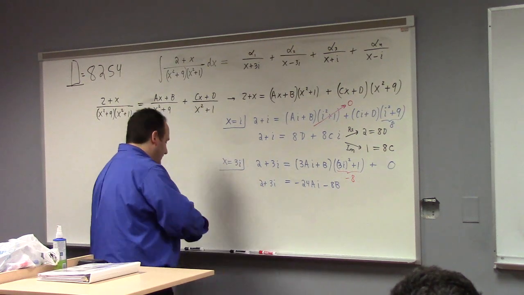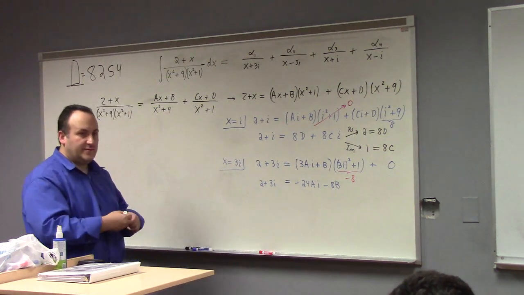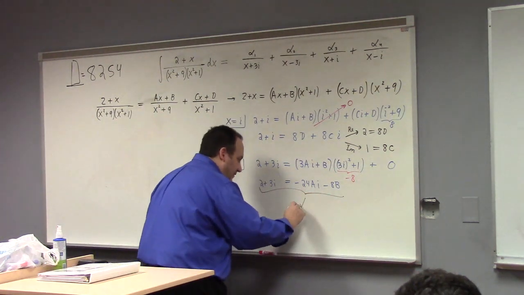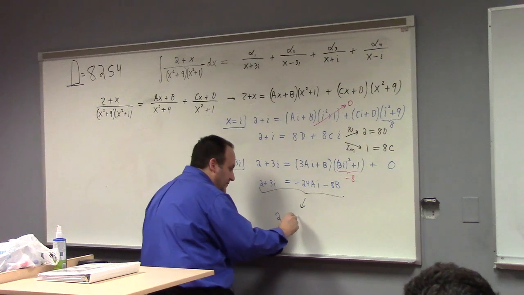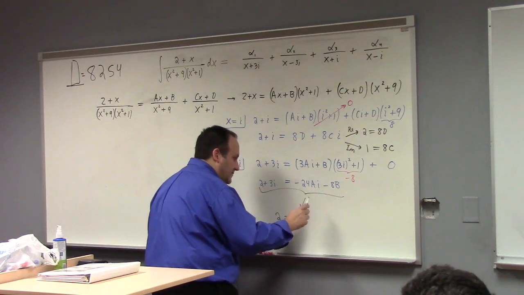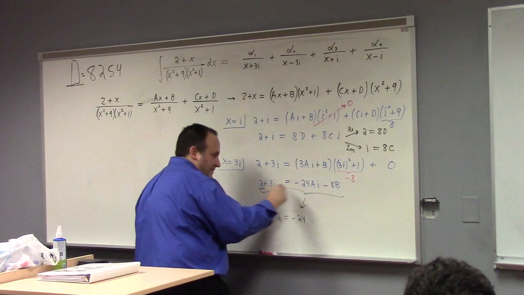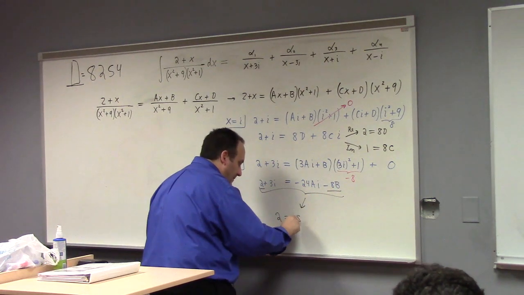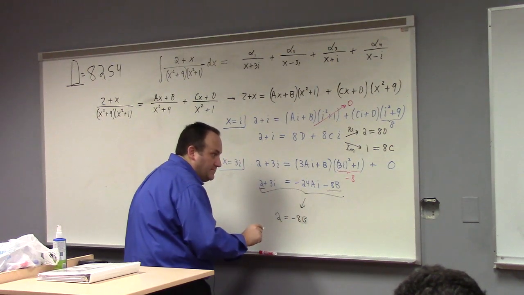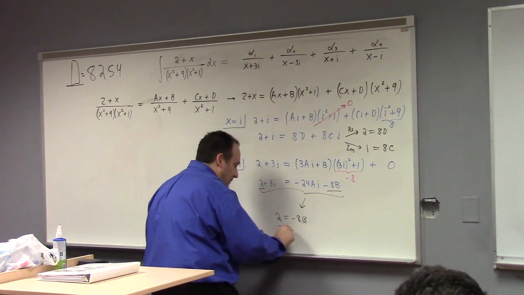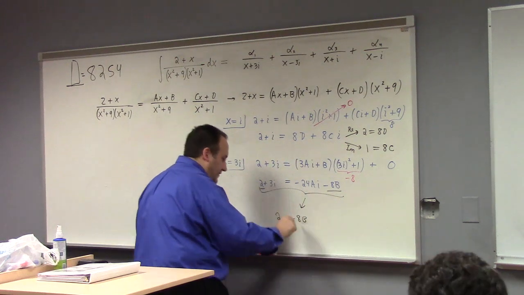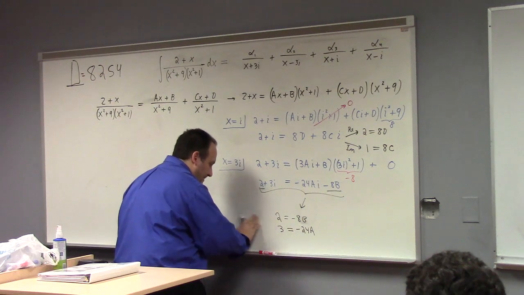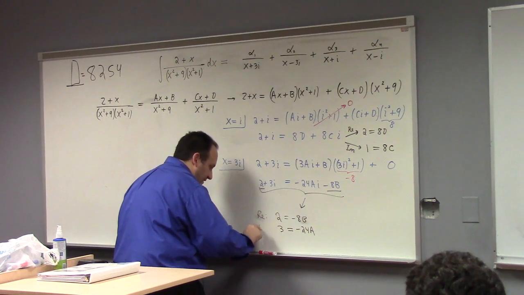And from this single complex equation, I get two real results. This gives me, on the one hand, 2 is equal to... this part matches that part. So 2 is equal to minus 8b. And 3 is equal to minus 24a. So this is the real part of the equation, and this is the imaginary part of the equation.